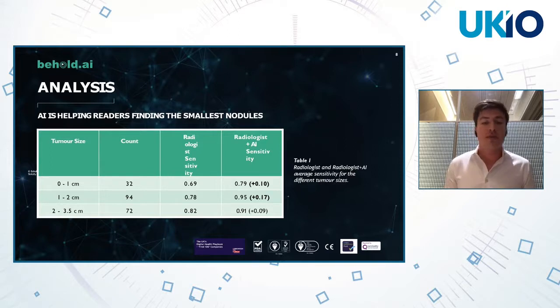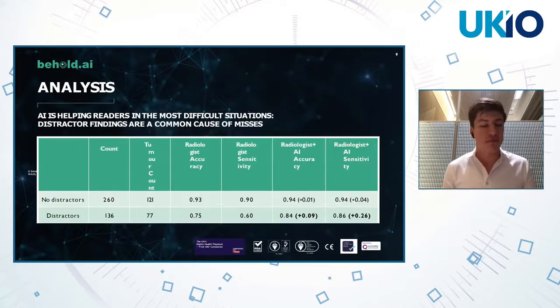If we go a bit more in depth in the analysis, we have also shown in particular that the AI was particularly helpful for detecting small nodules. And it's also the situation in which the radiologists have the lowest sensitivity. So here, for instance, for nodules smaller than 2 centimeters, the radiologist sensitivity is lower, but it's also when the AI is helping the most, adding 10 and 17 points of sensitivity. As those small nodules can often correspond to very early stage cancer, we believe we can really help radiologists detect more of those nodules and detect more patients with an early stage cancer.